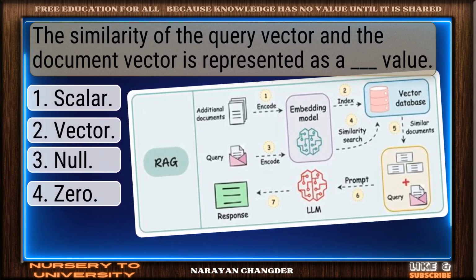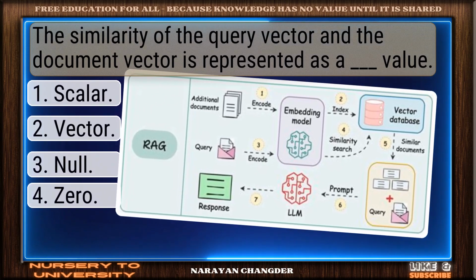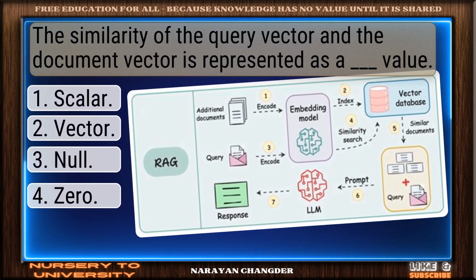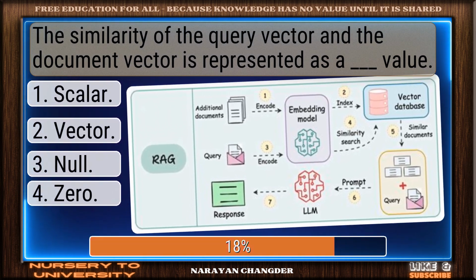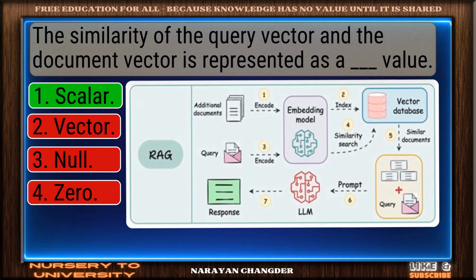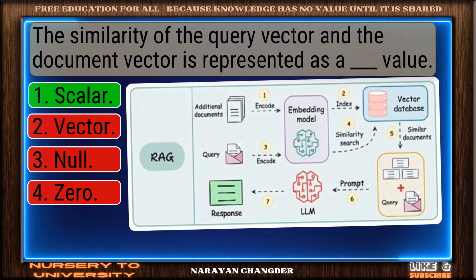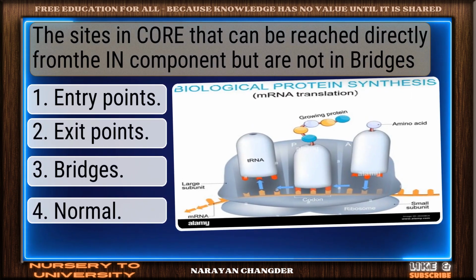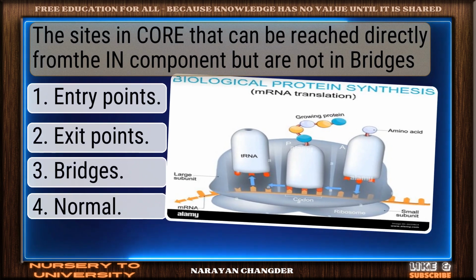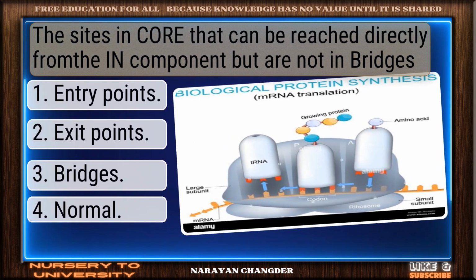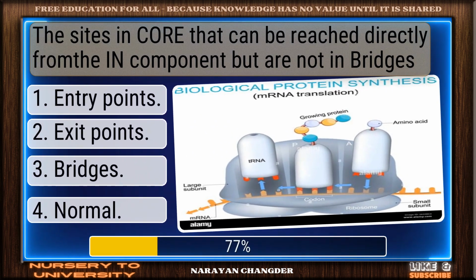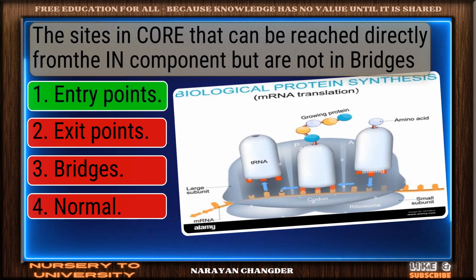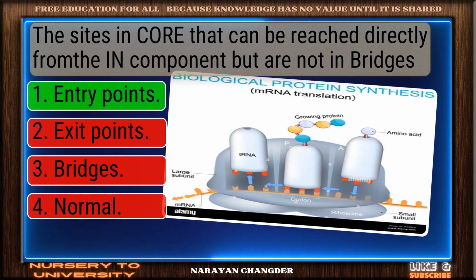The similarity of the query vector and the document vector is represented as a dash value. Correct response. Cosine is the most accurate answer. The sites in core that can be reached directly from the in component, but are not in bridges. Bravo! Entry points is the answer.